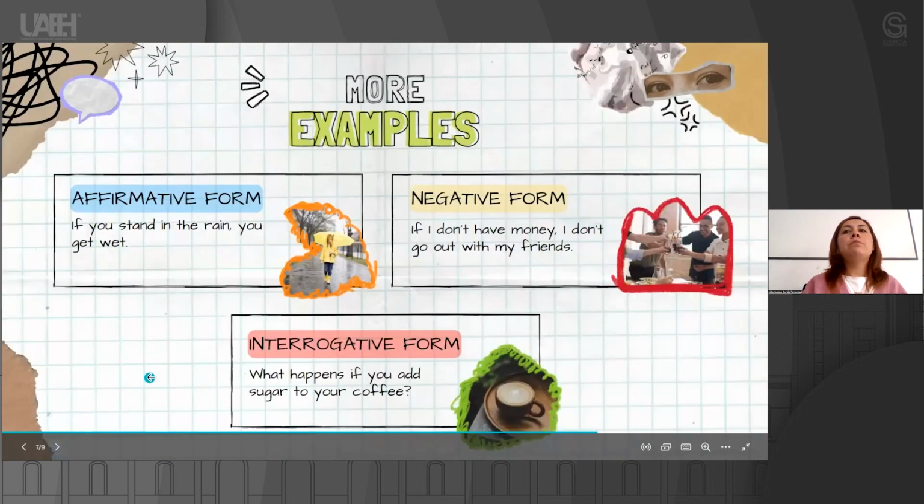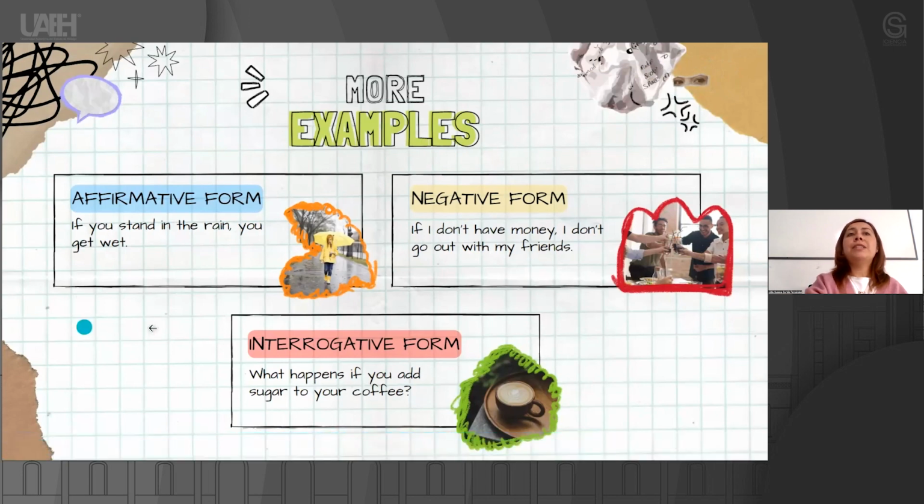I have here more examples. In the affirmative form, it is very important to remember that zero conditionals work with the present simple always, both sentences, both clauses. So I have here, if you stand in the rain, you get wet. This is obvious, no? We can change if for when, and it would mean the same. When you stand in the rain, you get wet. And we can change or switch these two clauses. You get wet if you stand in the rain, and there would be no comma.